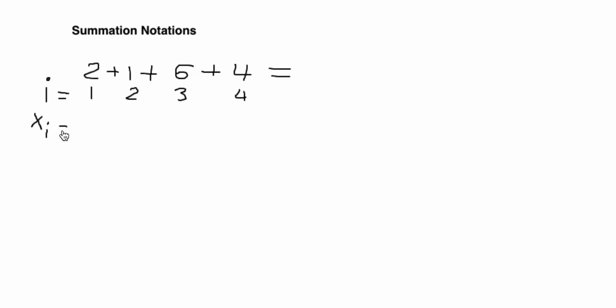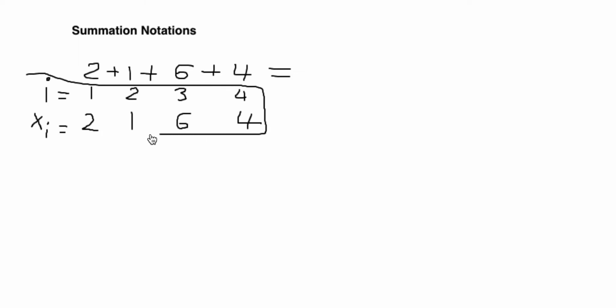So when it's x sub 1, it's 2, right? So x sub 1 is 2, x sub 2 is 1, x sub 3 is 6, x sub 4 is 4, right? So now what we have is we created an indexed value where we'll be able to have a placeholder to do this work.